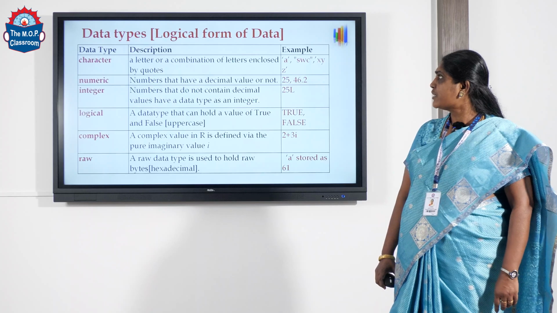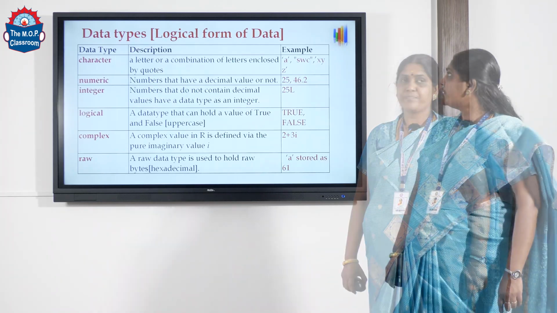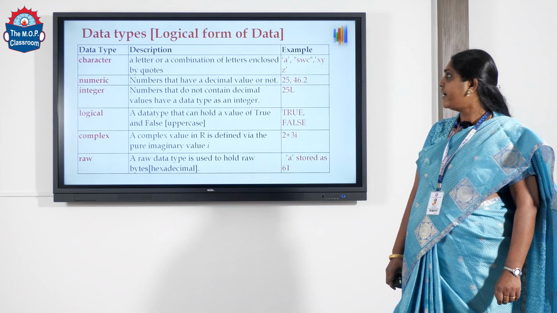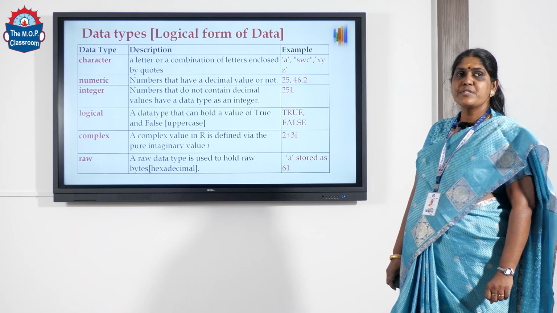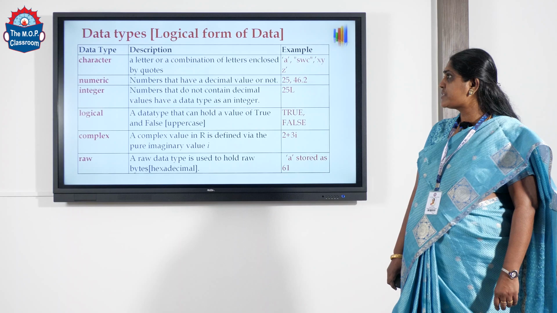A character is a combination of letters enclosed by quotes. Here is the example. A single character A is enclosed in a quote, and next we do have a set of characters, that is, a set of characters enclosed by the quotes.